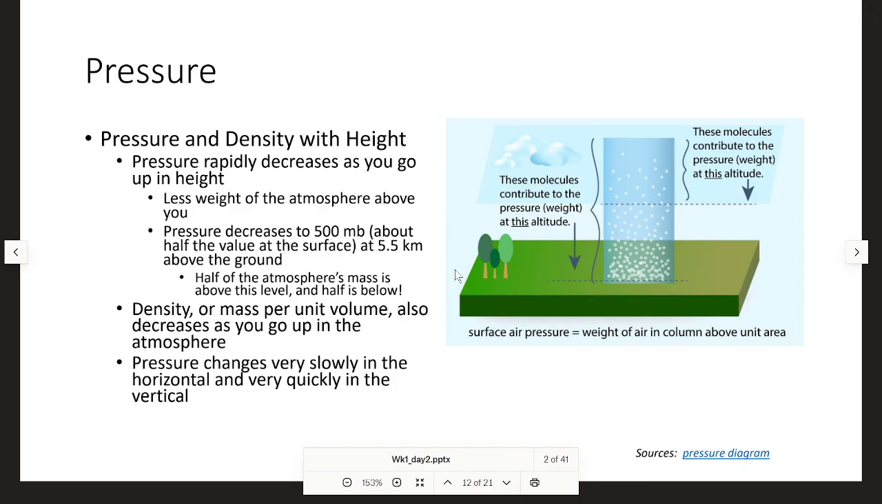As you go up in the atmosphere, you have a significant decrease in pressure and density with height, and that's because you have less gravity. The closer you are to Earth's surface, the more pronounced the effect of gravity is, and as you go further away, it's less so. So the particles kind of center towards the ground.